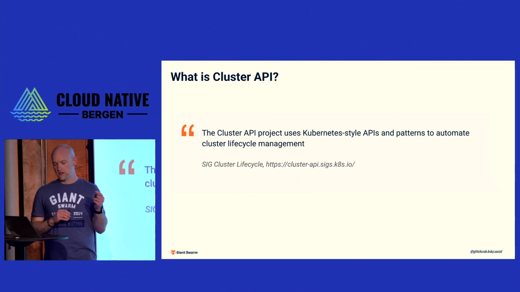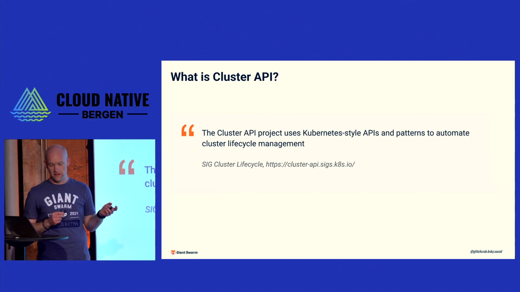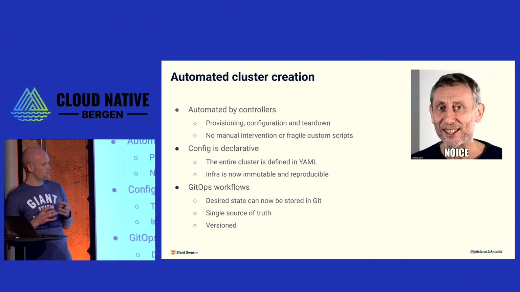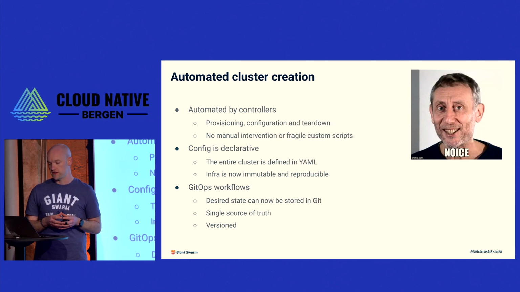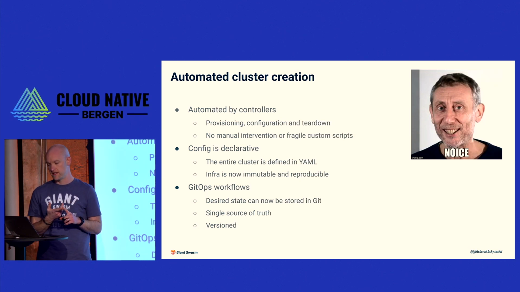So Cluster API, this is straight out of the handbook, uses Kubernetes-style APIs and patterns to automate lifecycle management. So obviously then the goal is to automate everything, or as much as you can anyway. And because we're using Kubernetes, Cluster API does this using controllers, and these manage your cluster provisioning, configuration, upgrades, and teardown at the end. And so there's no manual intervention or any scripting involved whatsoever.